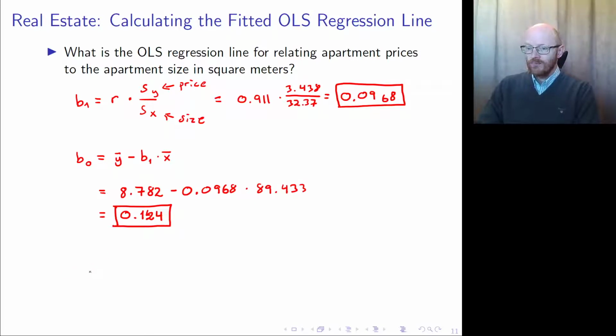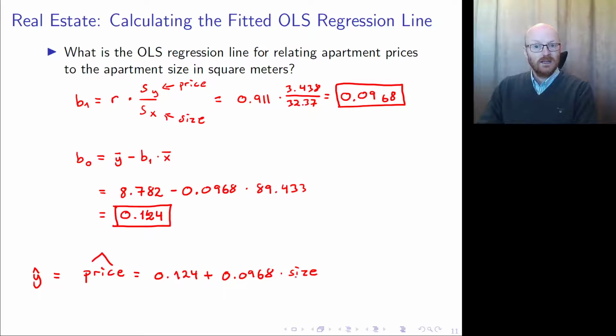So our equation is really y hat, the estimated price, is equal to the intercept 0.124 plus 0.0968, because this is the slope, times the size, and that would be in square meters.